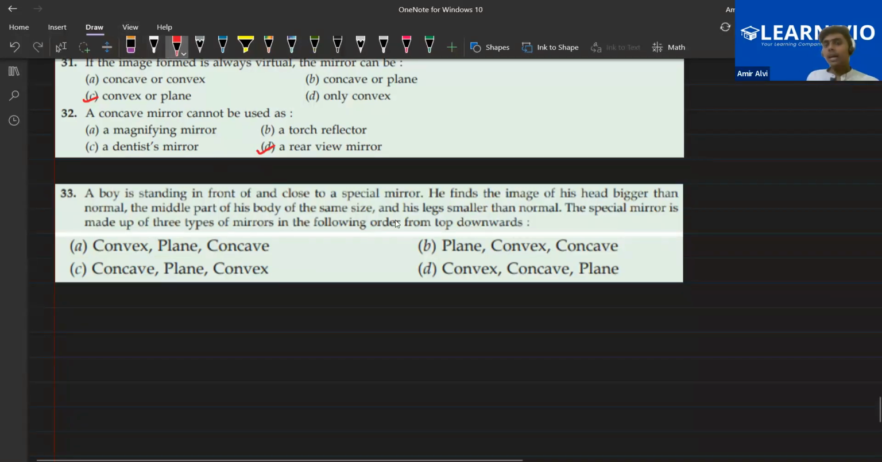इट मीन्स दैट आइदर द ऑप्शन विल बी ए और सी. नाउ वी हैव टू चेक विद विच वन इज, बिकॉज मिडिल में योर बॉडी इज एब्सोल्युटली सेम साइज, सो दैट्स व्हाई वी कैन कंसिडर दीज टू ऑप्शंस, दे विल नॉट बी द करेक्ट वन. ओके, सो नेक्स्ट ऑप्शन वी हैव टू आइडेंटिफाई दैट विच वन शुड बी करेक्ट. द क्वेश्चन सेज द लेग्स आर स्मॉलर देन द नॉर्मल, ओके, एंड नेक्स्ट इज हेड इज बिगर देन दी एक्चुअल साइज.